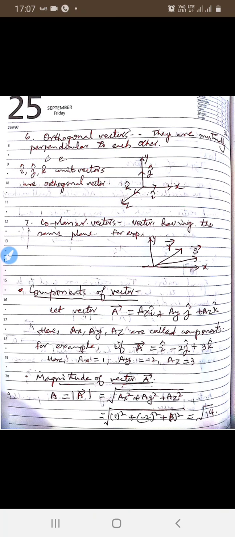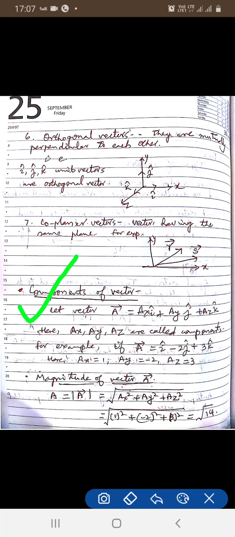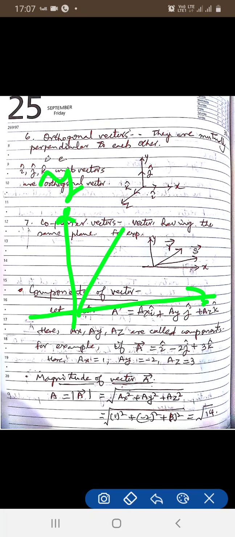Now, coplanar vector, coplanar means all vectors lie in the same plane. Now, very important, component of vector, this is very important. Suppose we are taking in x direction, and it is very much useful in physics. All are useful, but this is very much useful. Suppose here we make vector r. So, what will be the component of vector r? Component means in x direction. If you draw perpendicular here, so this will be rx and this will be ry.